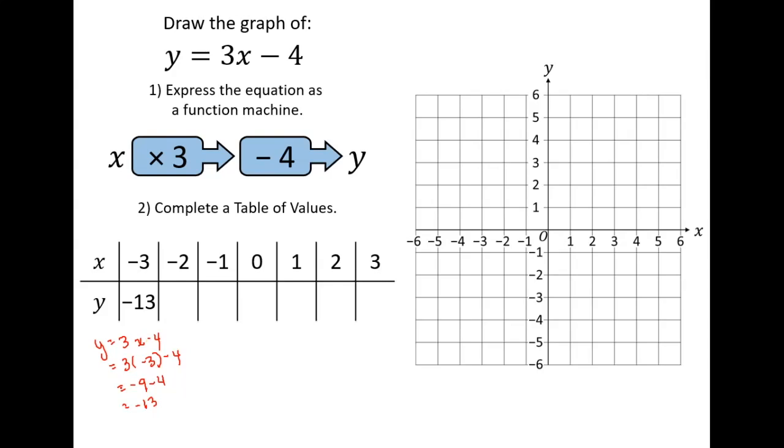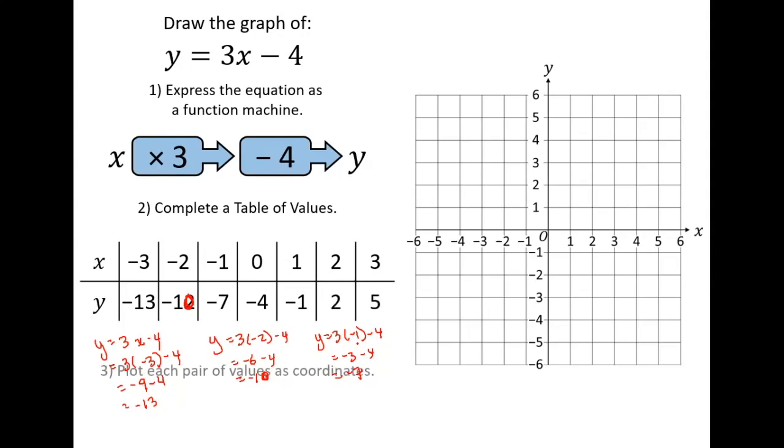And we'll do the same thing for -2. So we have 3 times -2 minus 4. That gives me -6 minus 4 is -10. Sorry, that's a 10, not a 16. Let's try the -1 to verify. So 3 times -1 minus 4 is -3 minus 4. That one is -7, so that's right. 0 will be -4, and then 3 times 1 is 3 minus 4 is -1. Okay, those look good.